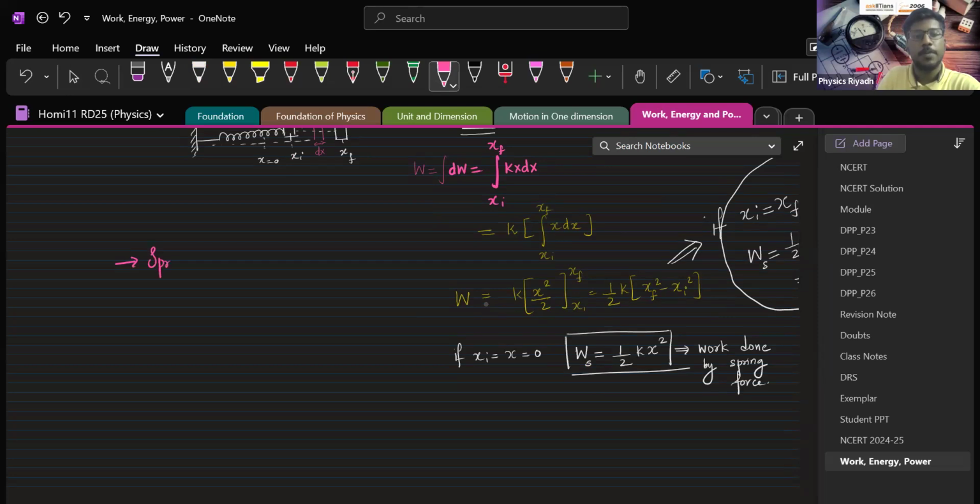Spring force is position dependent, which is why we say spring force is equal to minus kx. It depends on the value of x.